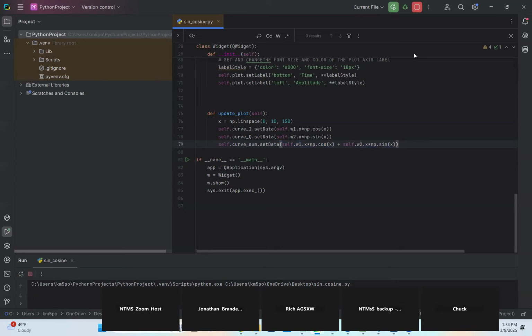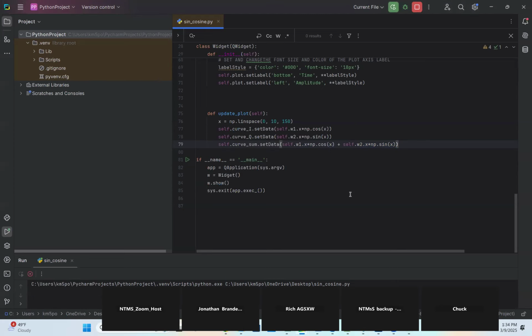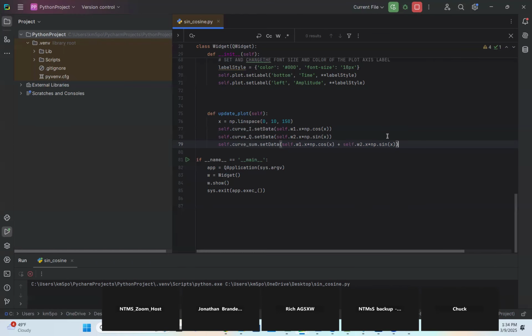And if we run this, if I clicked it twice, it might have one window hidden. I don't see it. Let's try that again.